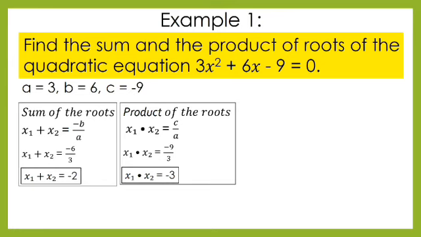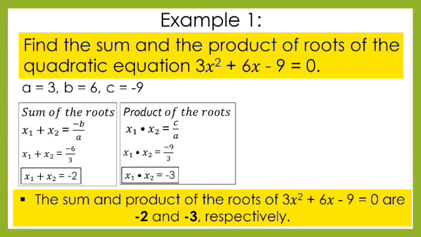To check if the answers are correct, let's find the roots of 3x squared plus 6x minus 9 equals 0 using any of the methods of solving quadratic equations. Then determine the sum and the product of the roots that will be obtained. Our answer for example 1 is the sum and product of the roots of 3x squared plus 6x minus 9 equals 0 are negative 2 and negative 3 respectively.